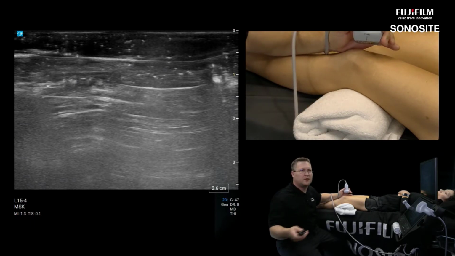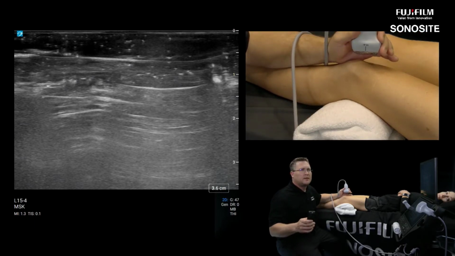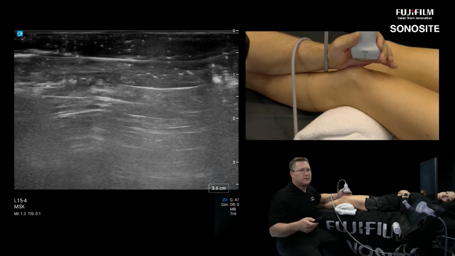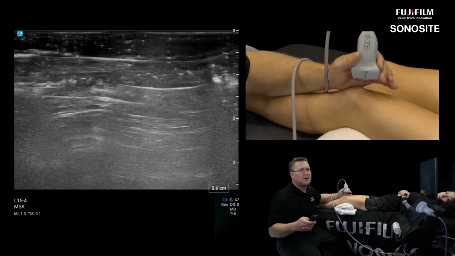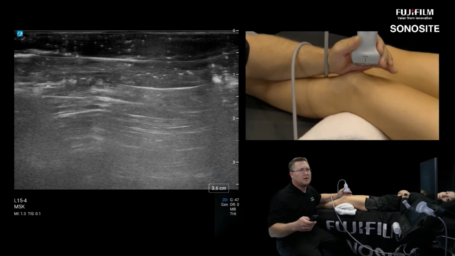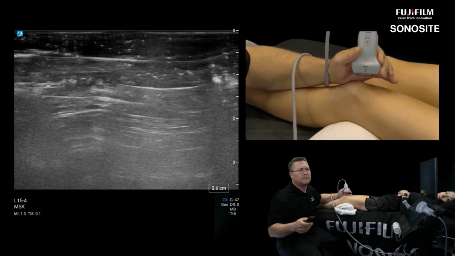Just kind of noticing a camera shift might help you guys see a little bit better. There we go. Sorry for the delay. As it would happen, right?